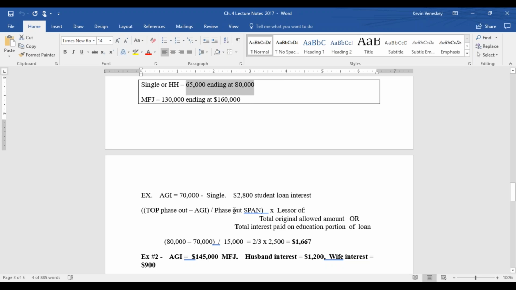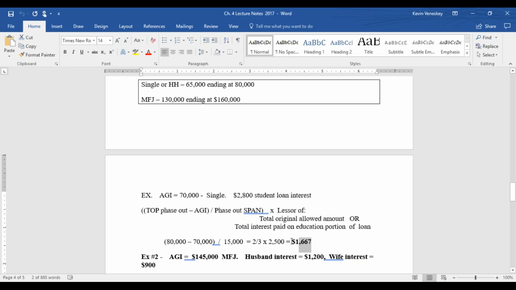So take 10 divided by 15, and when you do that, it's 2/3. So we are allowed 2/3 of the absolute most we could have possibly taken with this tax year. Because we had $2,800, we don't take 2/3 of that number. We take 2/3 of the absolute most I could have taken. Now, if this number would have been $1,300 that we had paid in student loan interest, I would have taken 2/3 times 1,300, not the 2,500. The 2,500 is because that's what I could have taken if my AGI was not as high as it was.